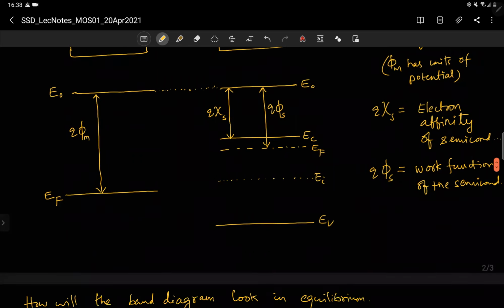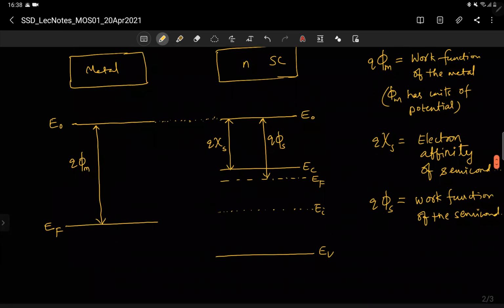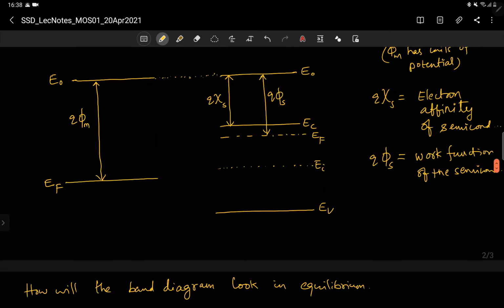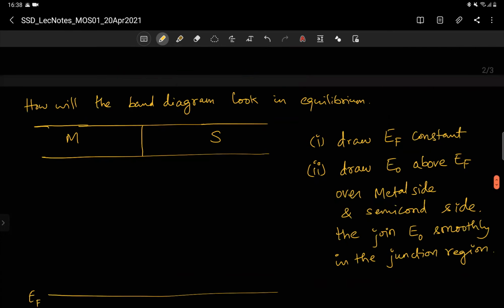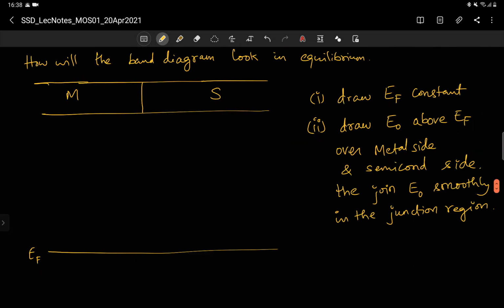Now that we join metal and semiconductor, let us see how things change. How will the band diagram look in equilibrium? So this is the metal and semiconductor we have, and in equilibrium, as we have seen and done problems on in the tutorial, the first thing is that the Fermi level will be constant. It doesn't change with position. So draw a constant Fermi level.